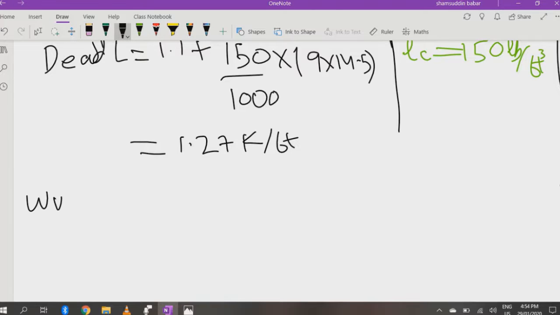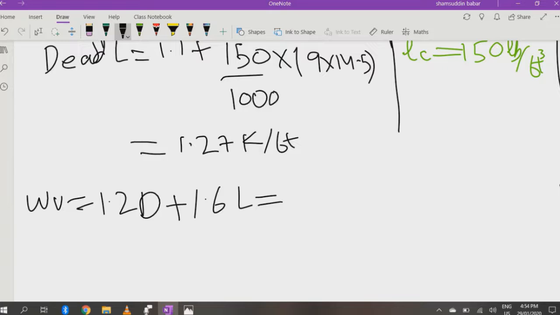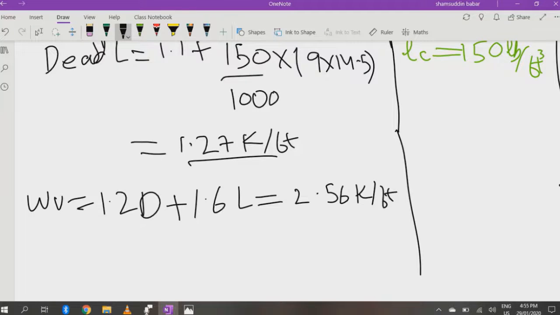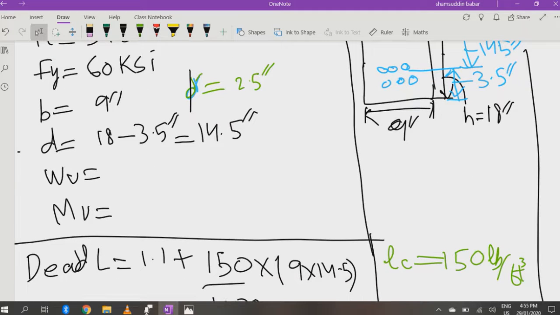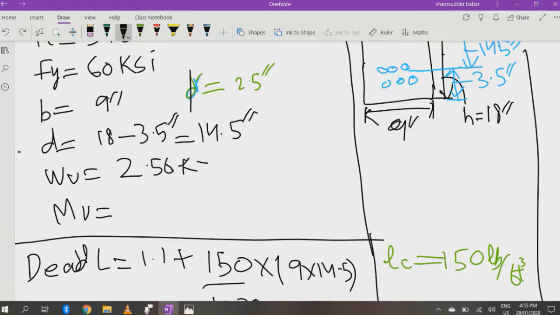Now we have to calculate our factored load. The factored load is equal to 1.2 times dead load plus 1.6 times live load. We know our dead load, and our live load is 0.65, so we can calculate this. I got 2.56 k per feet. That's my Wu. So this is 2.56 k per feet.